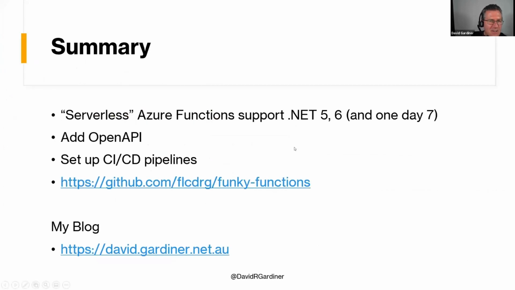All right. Wrapping up, I've shown this evening how we've got Azure Functions and we can support .NET 5 and 6 and who knows, one day 7 or beyond. We can add support for OpenAPI to our Azure Functions, and then we can set up a CI/CD pipeline to deploy our Azure Functions really easily using Azure Pipelines or GitHub Actions. I've got a link here to the source code that I've used for the demo this evening. There's also a README in that repo, which contains a whole lot of links to useful references around Azure Functions. There's my blog as well.